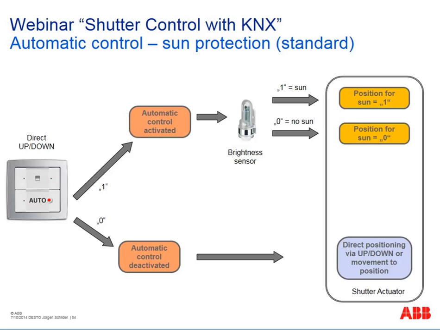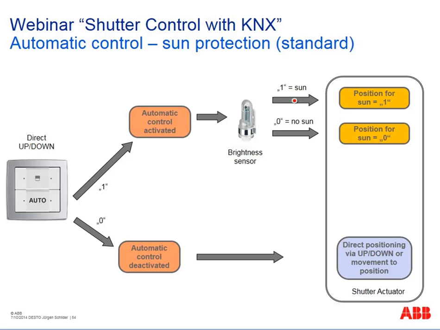When we press here on the right side, we send the value 1 and we activate now our sun protection. So the shutter actuator is now listening here to the brightness sensor, and if the brightness sensor sends the value number 1, then he drives in the position for sun. The position now is stored here inside the actuator.